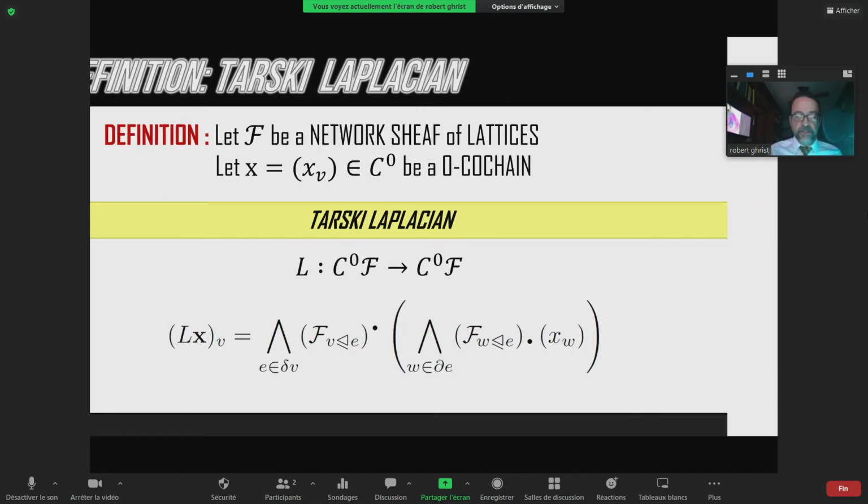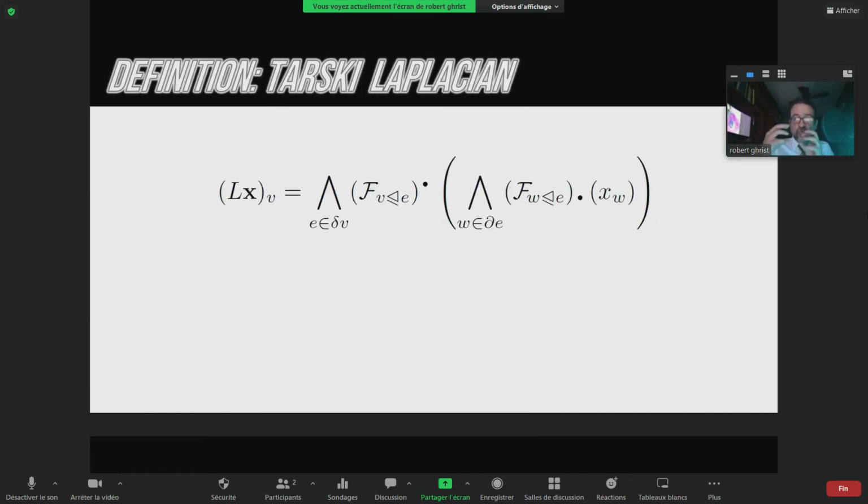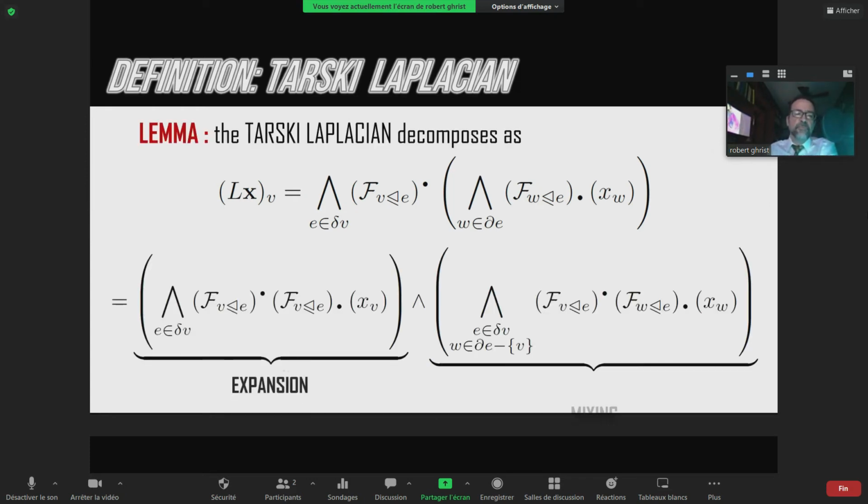Now, the formula looks a little bit complicated. Why is this a Laplacian? Does it act like a Laplacian? Does it look like a Laplacian? It doesn't really look like a Laplacian at first. But if we take that formula and do a little bit of expansion using some of the distributive properties of how these things work, we can isolate out the terms that are really local to me, the vertex at which I'm applying the Laplacian, and then those terms that involve all of my neighbors. And what I can do is split that up into two big meets that, again, are intersected. And this, I think, really does make it look like a classic Laplacian.